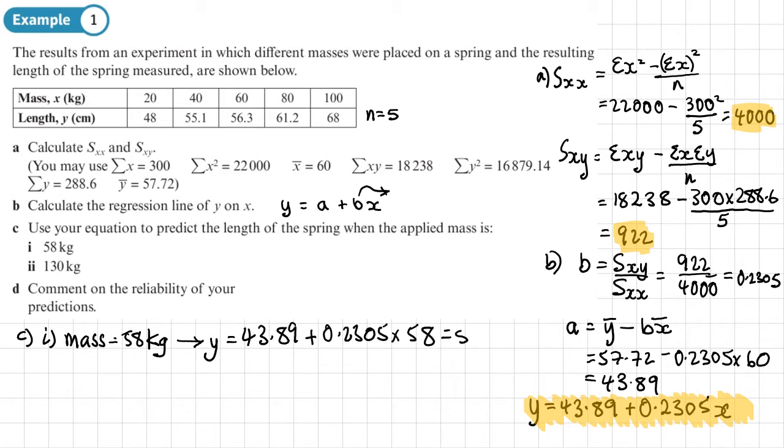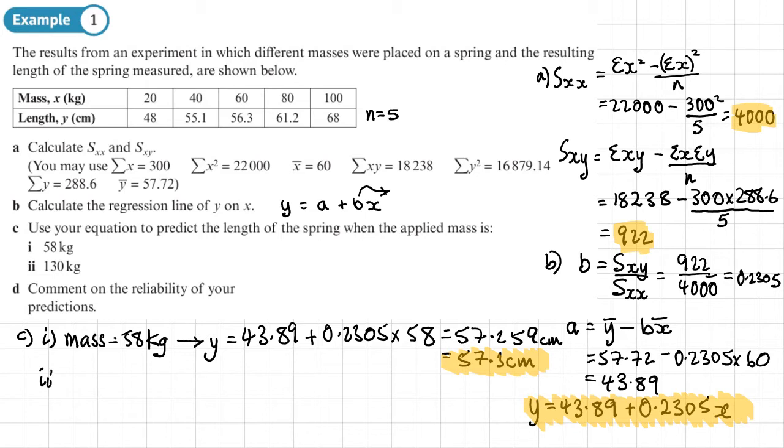Let's work that out. And that gives me 57.259. And that's going to be centimetres. Probably want to give that to 3 significant figures. So 57.3 centimetres is what we're expecting that length to be. I think we're going to be commenting on that in the next part of the question.